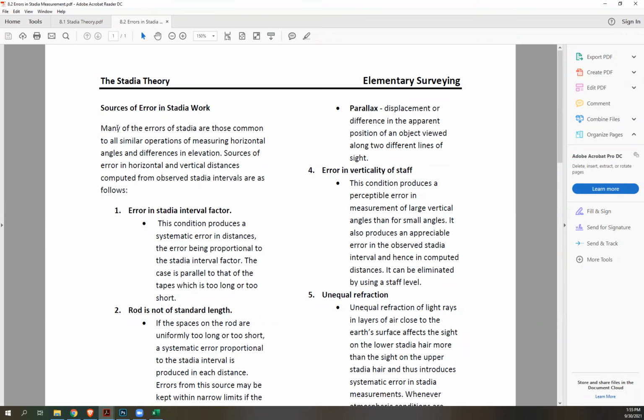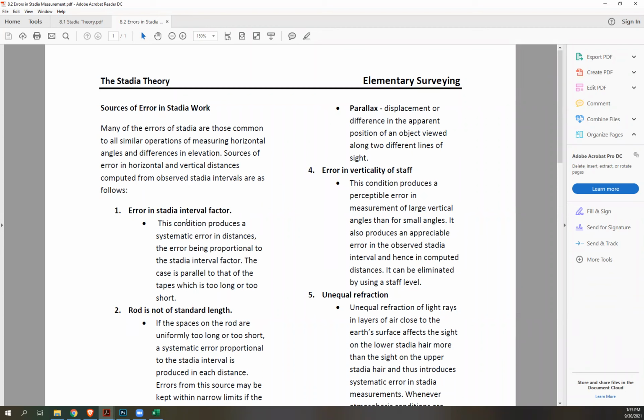So first, many of the errors of Stadia are those common to all similar operations of measuring horizontal angles and differences in elevation. So the errors here may also be present in any activity that involves getting horizontal and vertical distances and angles. So sources of error in horizontal and vertical distances computed from observed Stadia intervals are as follows.